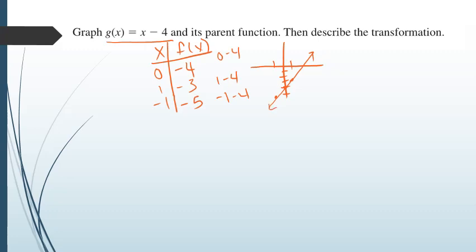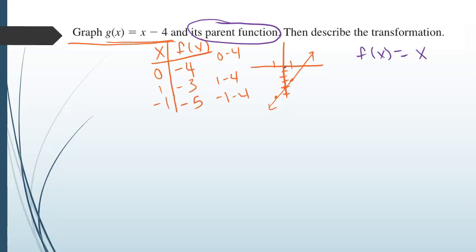Okay, so that is this part. It says graph that function, but then it also says graph it with its parent function. So the parent function in this case is going to be f of x equals x, which is the linear function. So if you don't know how to graph it, you can go back a couple pages, or let's just try some points.